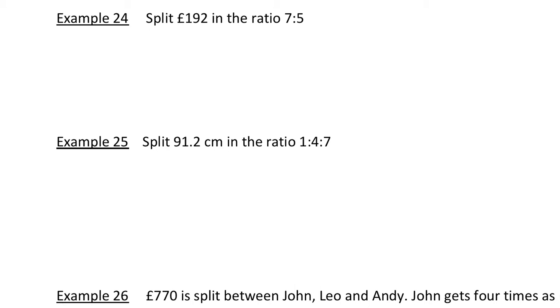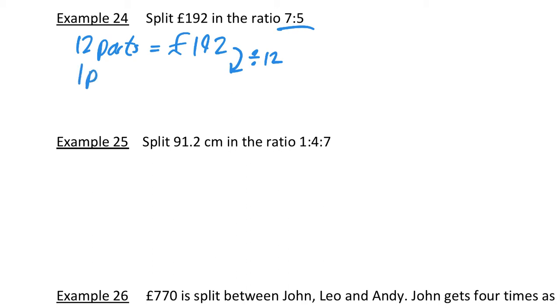Now, if we look at 7 and 5, that's a total of 7 plus 5 is 12, so there's a total of 12 parts. So we're going to just say 12 parts is equal to the total, which was 192. Now, what you can do is find what one part is. So if you've got 12 parts, you clearly would divide by 12 to find out what one part is. And once you've got one part, you can easily find out whatever number of parts you want. So divide 192 by 12, and you will get 16 pounds.